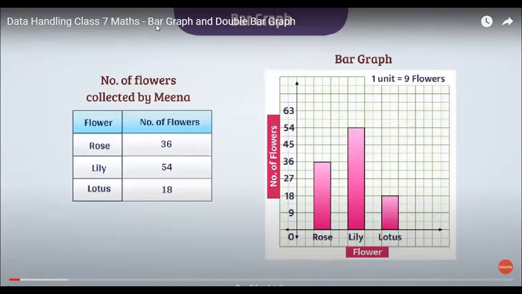Now we come to the third exercise, and the third exercise is based on graphs and double bar graphs. We have to study graphs in two patterns. One is the single bar graph, and another one is the double bar graph. I am going to show you one video which will help you understand how to represent your data in the form of a graph or a double bar graph. First you understand with the help of the video, and then I will explain with the help of the board.